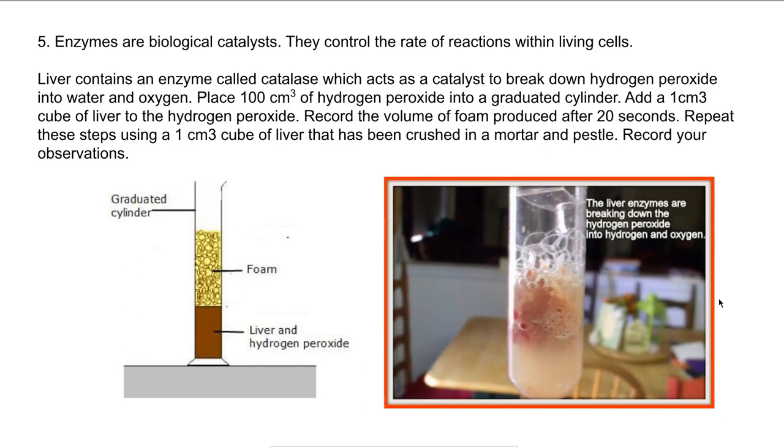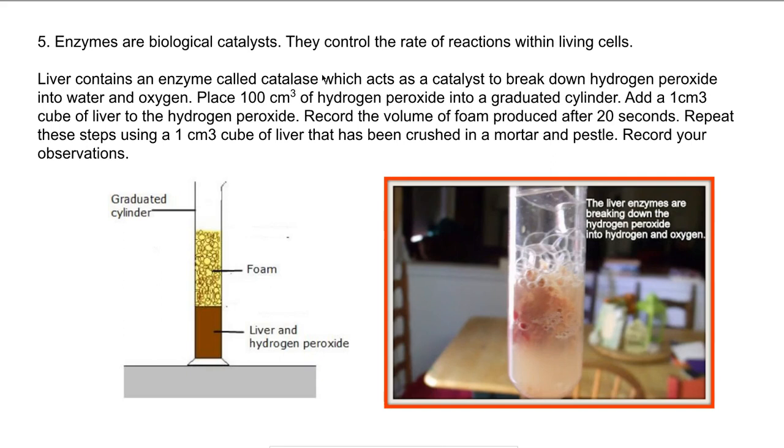Now, sometimes this happens inside cells, inside plant cells and animal cells. We have catalysts that speed up chemical reactions or control the speed of reactions. These are called biological catalysts. Enzymes are biological catalysts. One example of a biological catalyst is catalase.